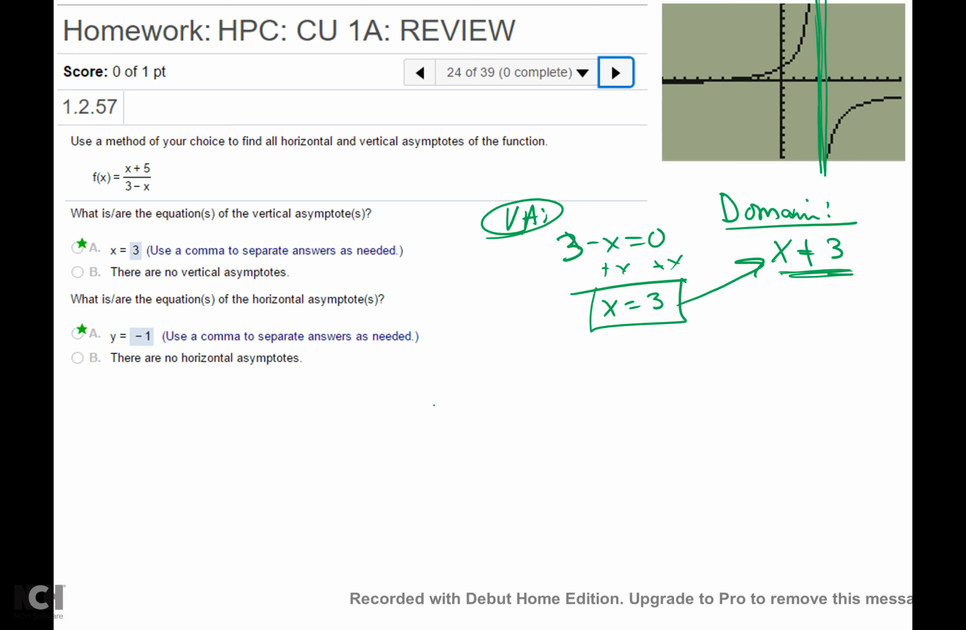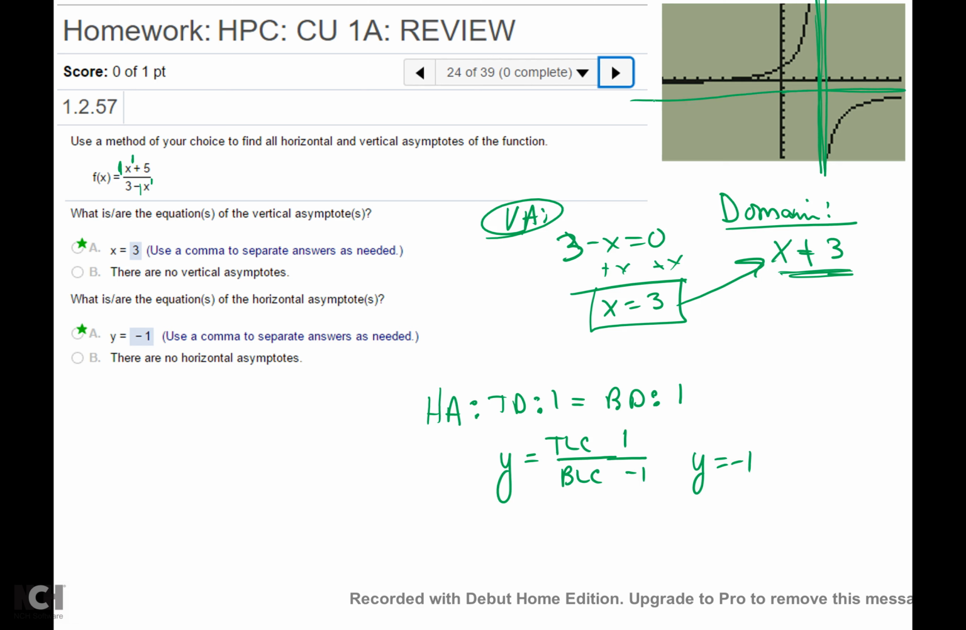Okay, your horizontal asymptotes, we're going to use our degree rules. My top degree is 1. My bottom degree is 1. They're equal, so my horizontal asymptote is top leading coefficient over bottom leading coefficient. My top leading coefficient is 1. My bottom leading coefficient is negative 1. So y equals negative 1. And you can see right there, there's that asymptote. Okay?